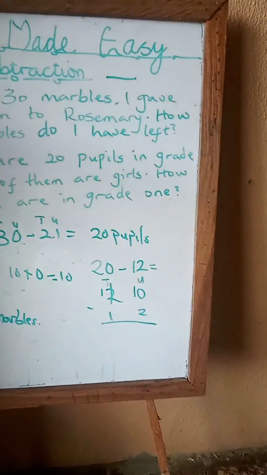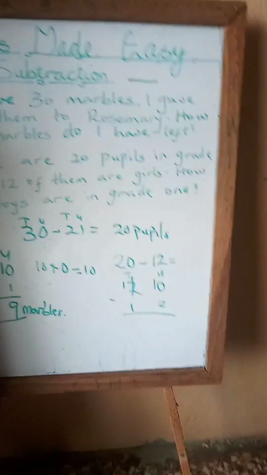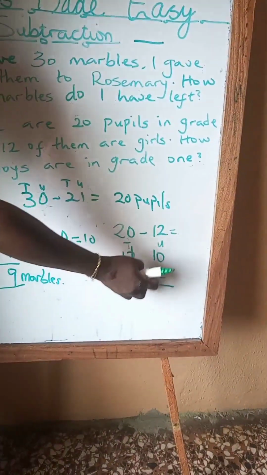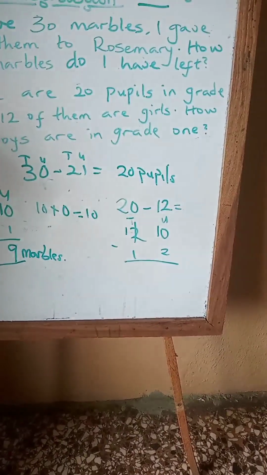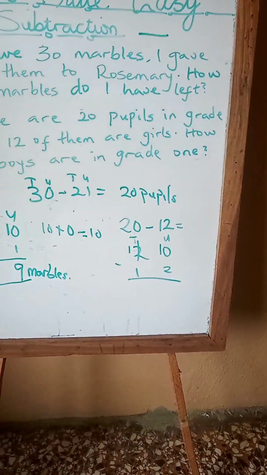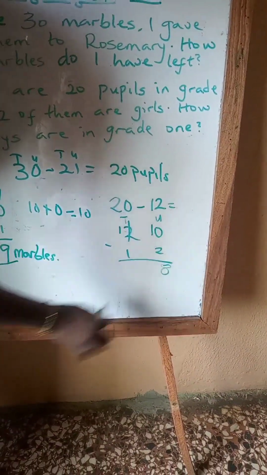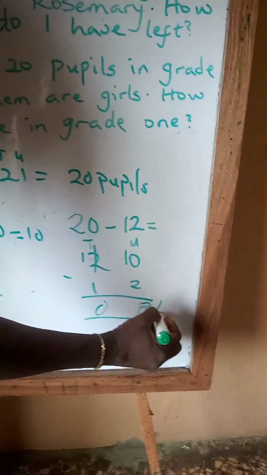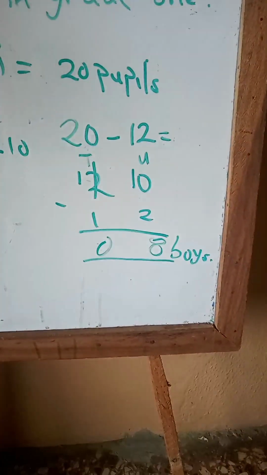Remember, 2 backwards. When I have 2, I'm going backward 1 time. So before 2, what do I have? 1. 10 minus 2. Count 2 steps backward from 10. From 10, you're moving backward twice. 9, 8. So 10 minus 2 is 8. 1 minus 1 is 0. So how many boys do we have? We have 8 boys. I hope you understand.